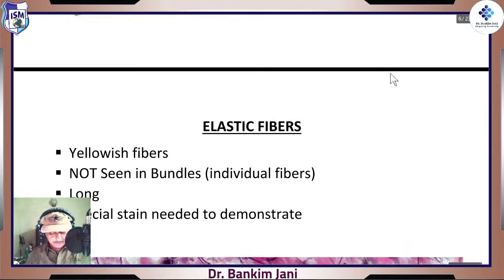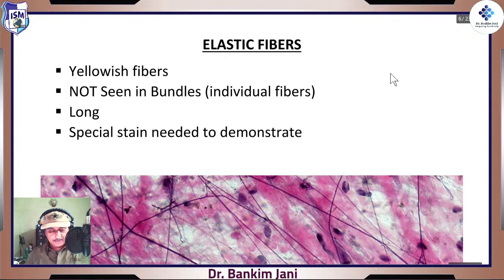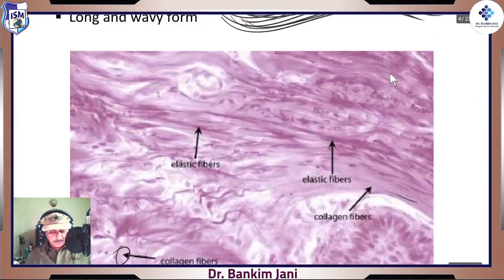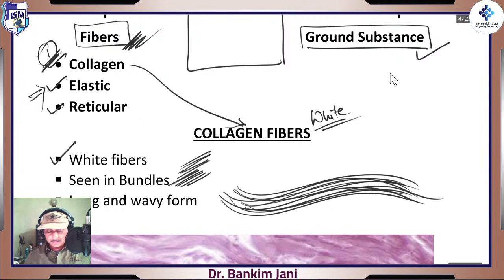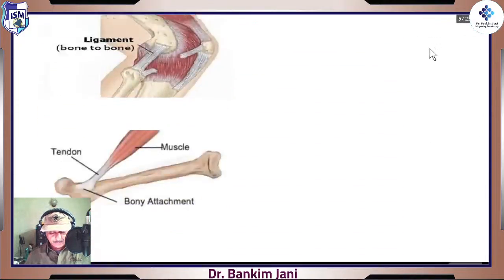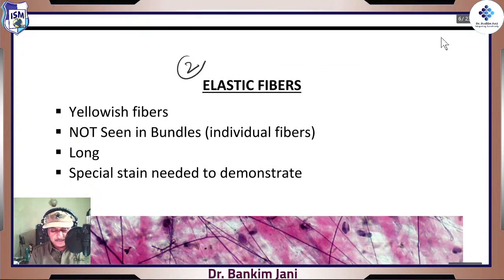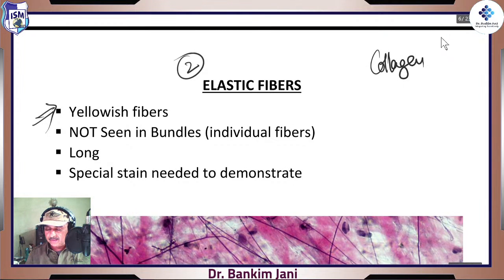So ligament, tendon, muscle. Now we talk about the second component. The collagen part was white. This is about elastic. The second type is elastic, and this is yellowish. Collagen was seen in bundles. These are not seen in bundles. They are individual.